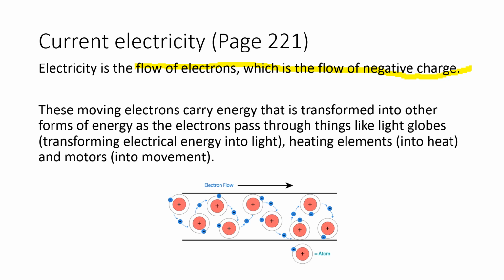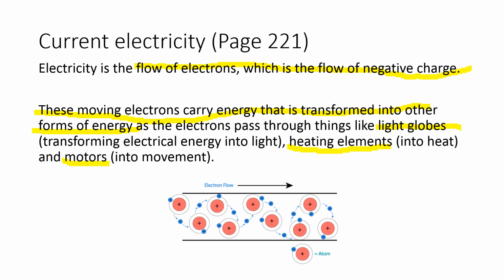It says these flowing electrons carry energy that is transformed into other forms of energy. So I'm reading the second sentence for you: transformed into other forms of energy as the electrons pass through things like light bulbs, heating elements, and motors. So for example, when you push the switch and you turn on the light bulb, the electric current has been transformed into light energy.